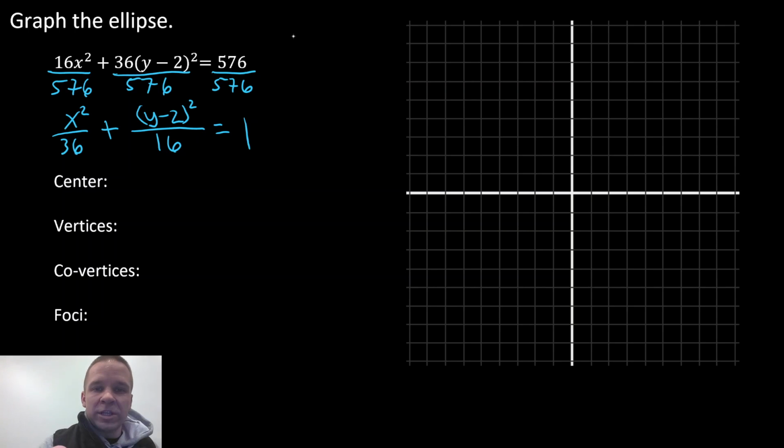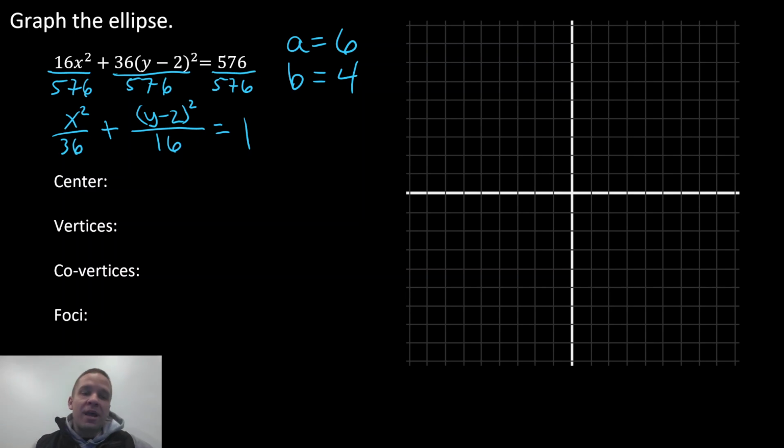All right, so what's my a value going to be here? Well, my a value comes from the larger one and the square root of that, so that's going to be 6, right? Square root of 36 is 6. Now, my b value is going to come from the smaller one. Square root of 16 is 4. There we go. And then I can get my c value later when I get to my foci. So my center here, what's my x value of my center? It's 0, there's nothing there. And then my y value is going to be positive 2.